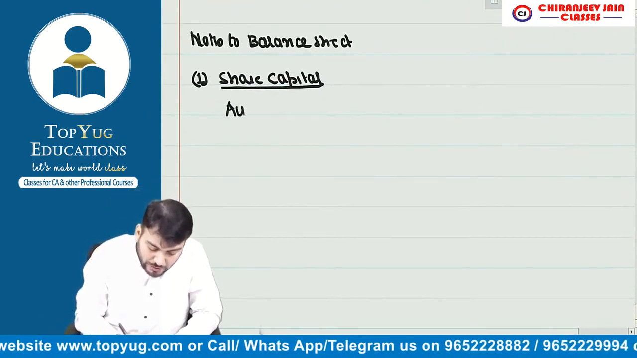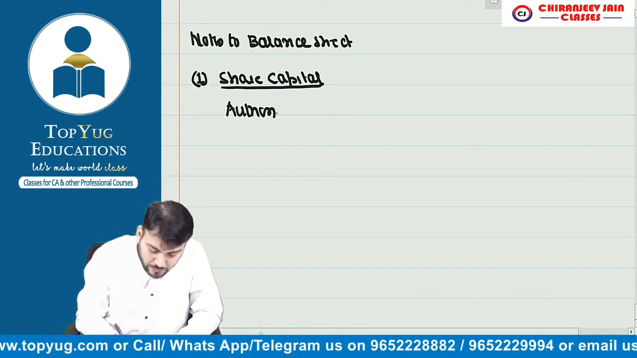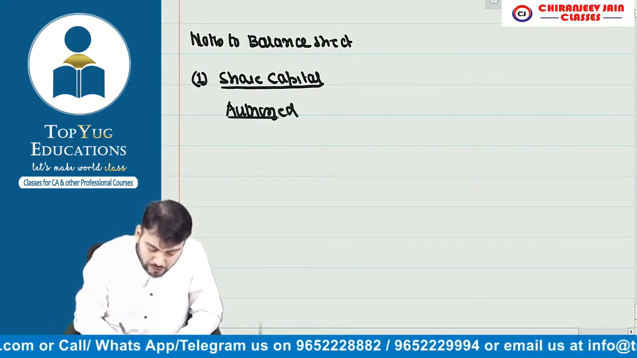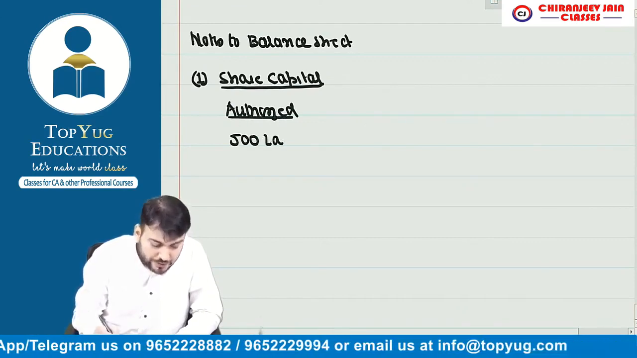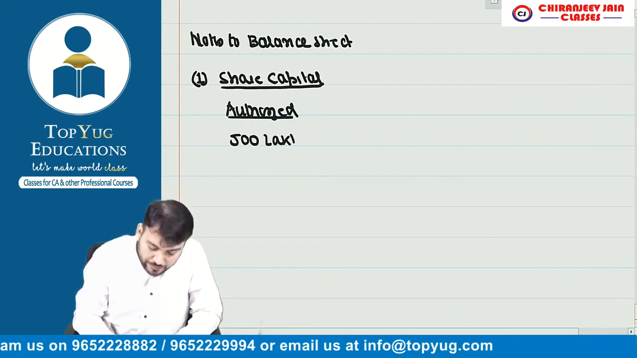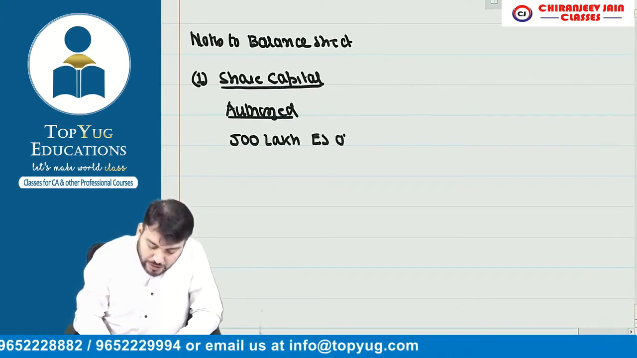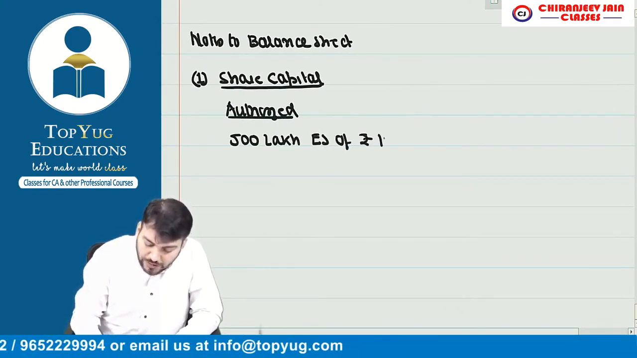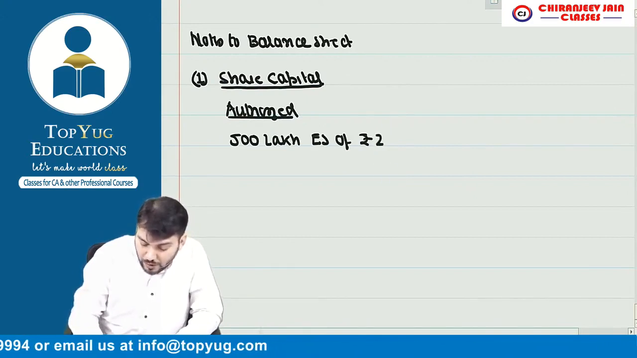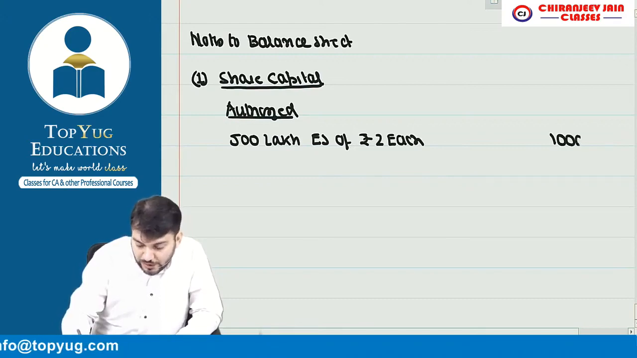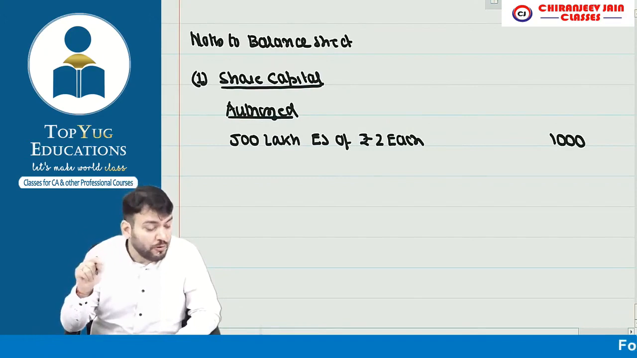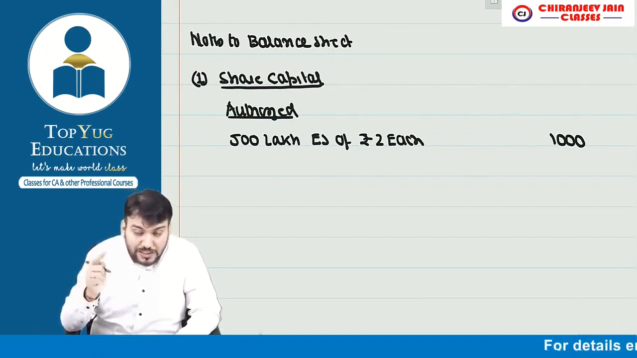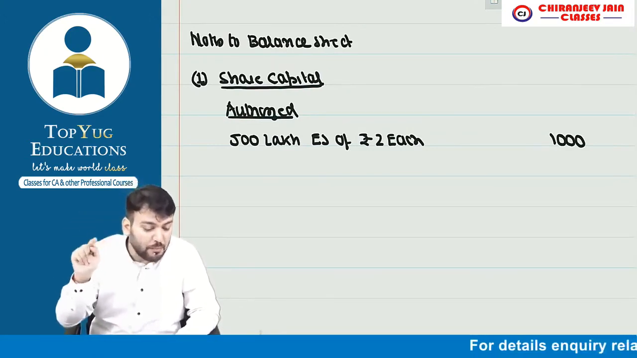So first write authorized. In it write 500 lakh equity shares of rupees 2 each. That is 1000. Keep this in mind. Correct. So when you are saying 2, do not multiply 100 into 2. You need to increase the number of shares. You need to increase the number of authorized shares.